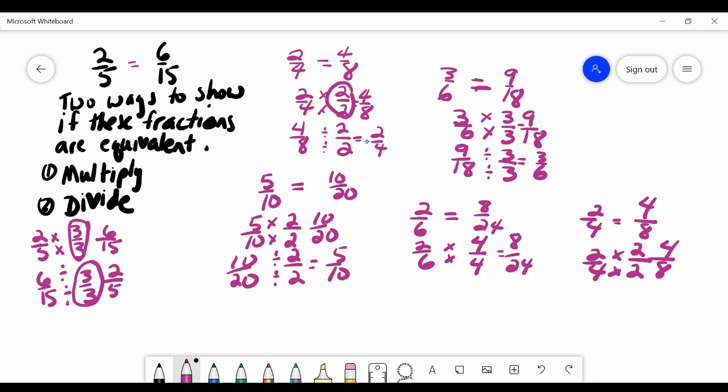So multiplying and dividing by a fraction that is equivalent to 1 whole would help us find an equivalent fraction also.